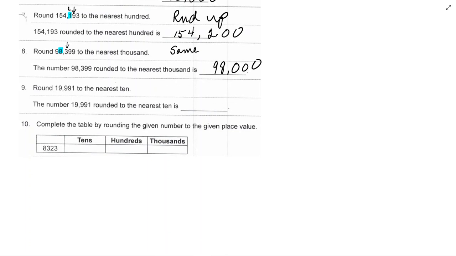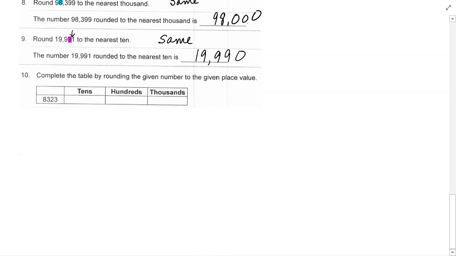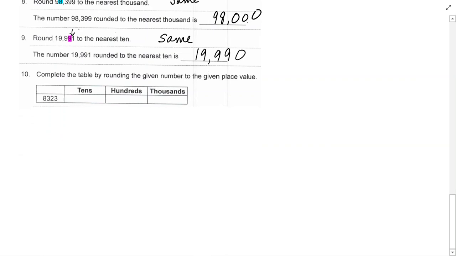Next one. The nearest 10. There's a 9 right there sitting in the tens place. What tells us what to do? The 1 does. Because it's under 5, it says leave it the same. So it's 1, 9, 9, 9, and then finish with a 0. One way to think of it is if you're just looking at this much of the number and you're supposed to round to the nearest 10, is 91 closer to 90 or closer to 100? And the answer is 90.